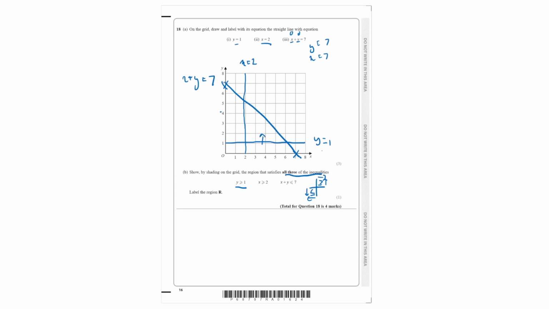X is greater than or equal to 2. And greater than is to the right. So if this is x is equal to 2, we simply go to the right. And finally, x plus y is less than or equal to 7. If it's down, we simply write down. And that means that this triangle is R.